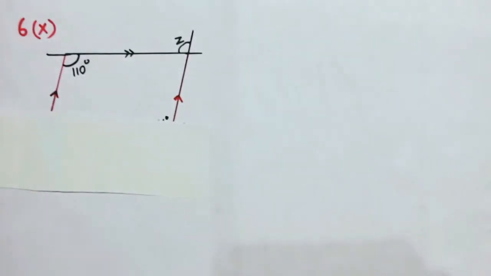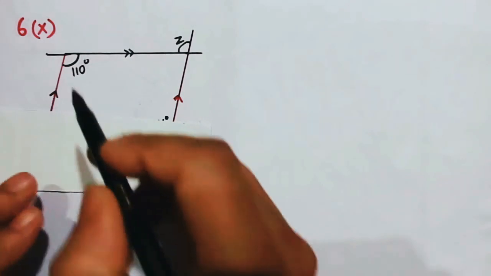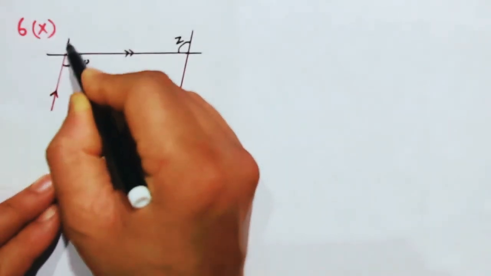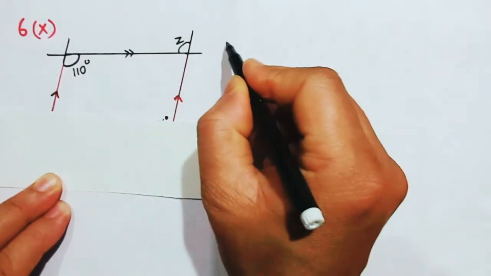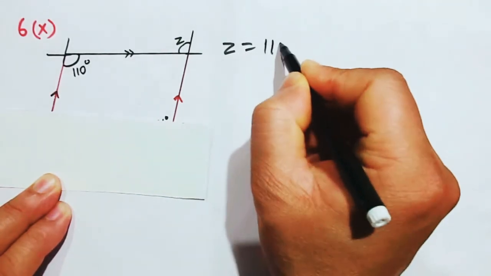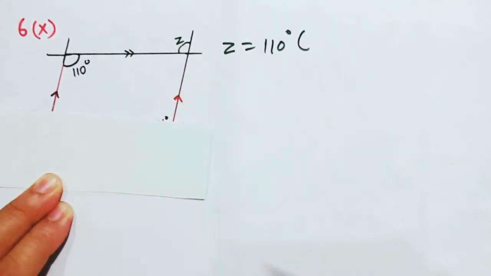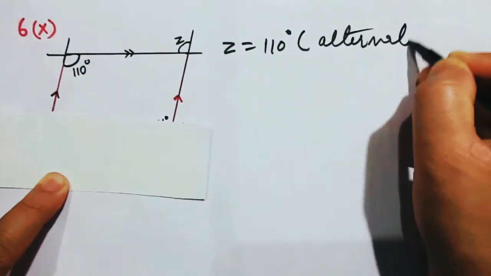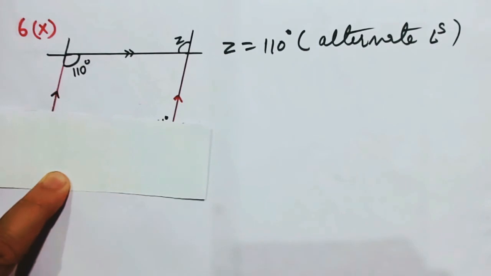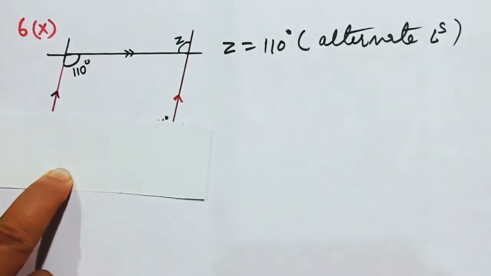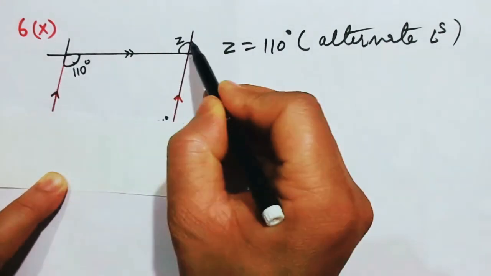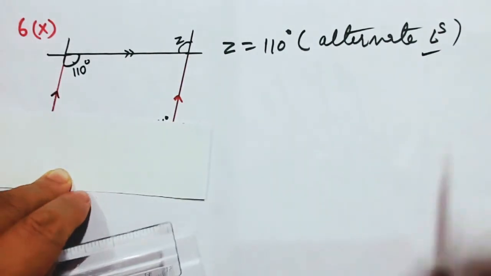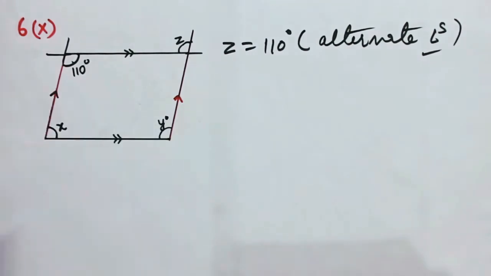Okay, so I have produced, and you can see that this angle over here is 110, so Z will be equal to 110 degrees. Why? Because they are alternate angles. I hope there is no confusion at all. See, the angle looks like Z. So these two are alternate angles, they are equal to each other. Very good.